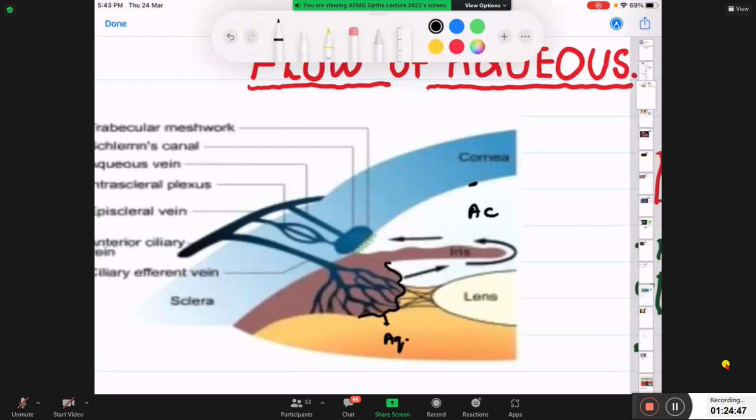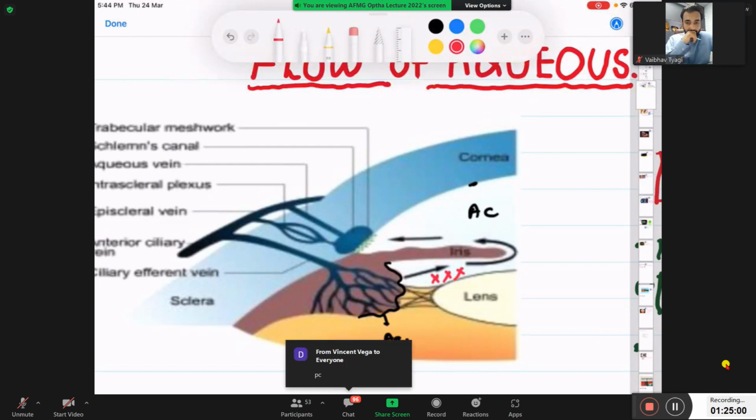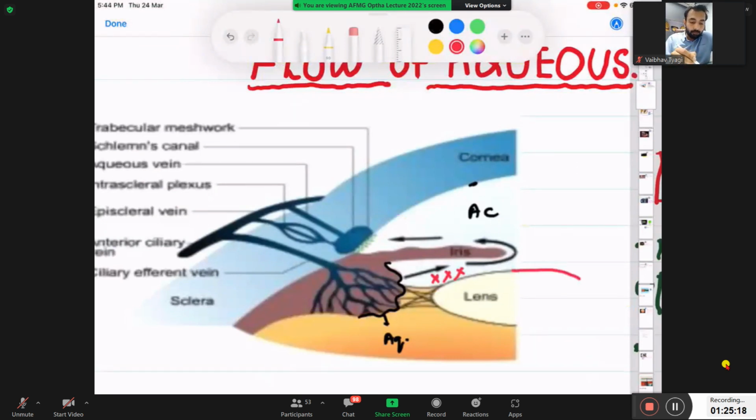Clear? Now, can you tell me what this part is, behind the iris and in front of the lens, where there is a potential space? Answer in the chat box. This is the posterior chamber, PC. Which liquid does it contain? It contains aqueous humor. So both the AC as well as the posterior chamber contain aqueous humor, right?